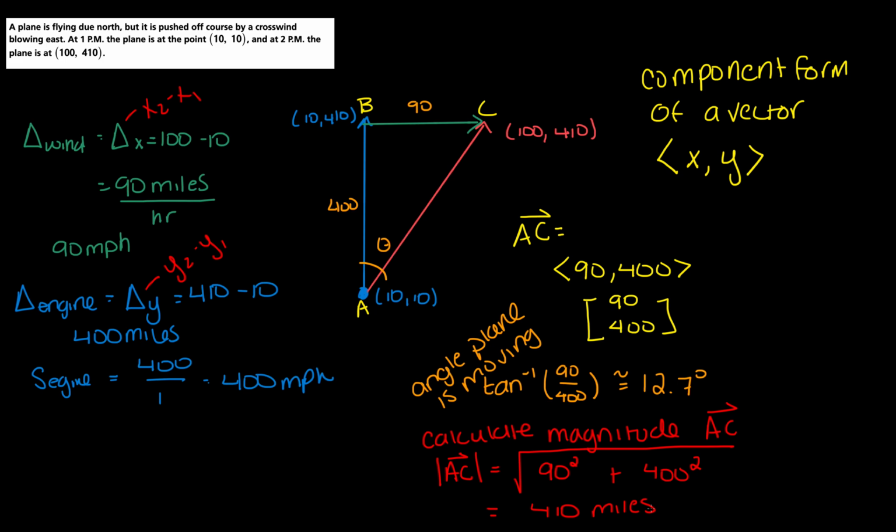And we could actually say that the plane is going 410 miles per hour, because again, the plane travels for 1 hour. So the plane's direction is 12.7 degrees, and the speed of the plane is equal to 410 miles per hour.